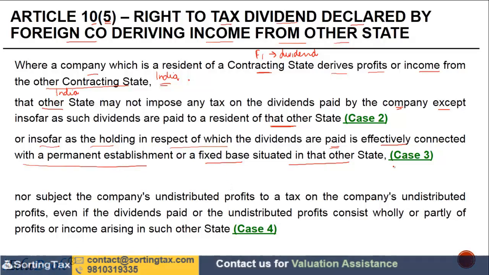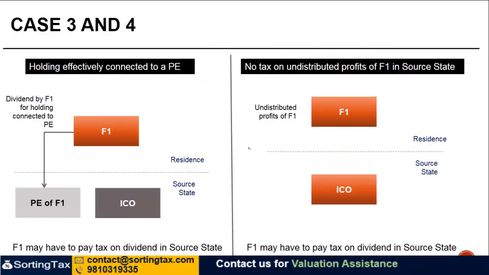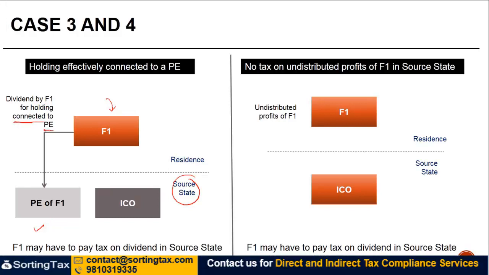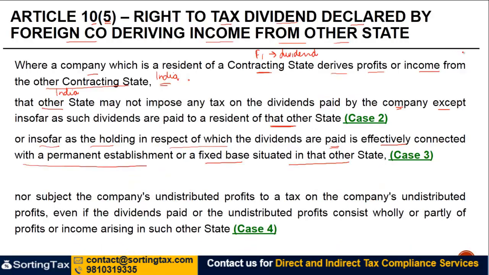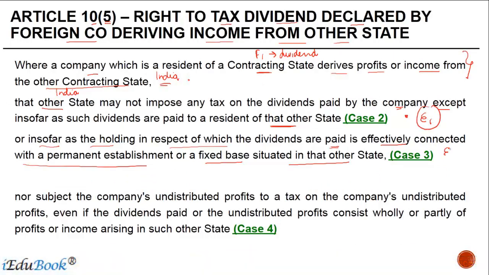Now let's look at an example for this one as well. So in this case, there's a foreign company. It has a PE in the source state. If the dividend is effectively connected to the PE, which is there in the source state, then source state may have a right to tax such dividend. So while this is the general rule, this is exception 1, this is exception 2.